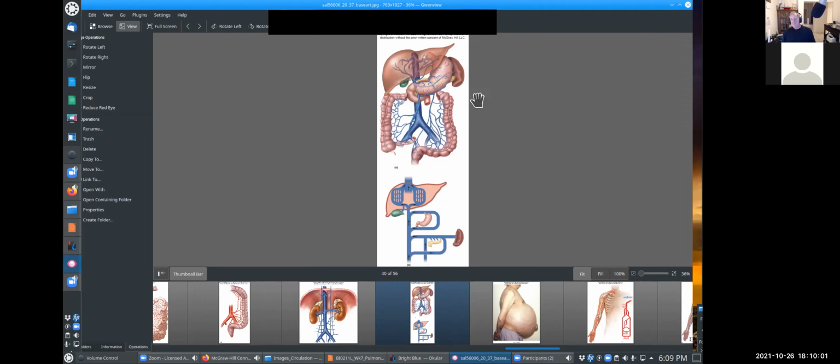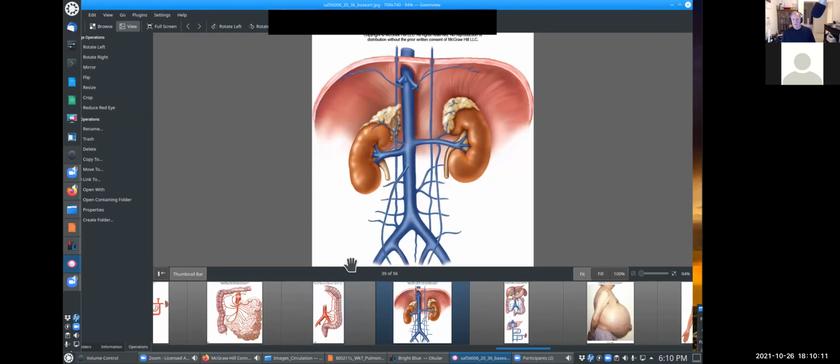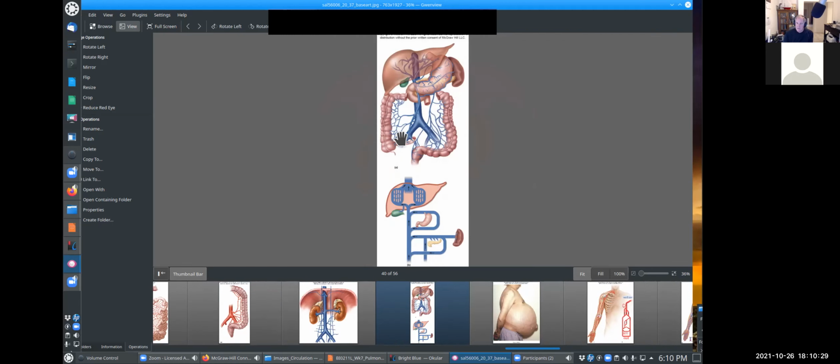So essentially two separate systems. You've got the portal system, and then the system that supplies everything else. So gonadal veins, renal veins, everything else is not part of the portal system. Okay. So if they're marking a vein that's coming out of either the small intestine or colon, that's going to be either superior mesenteric or inferior mesenteric.